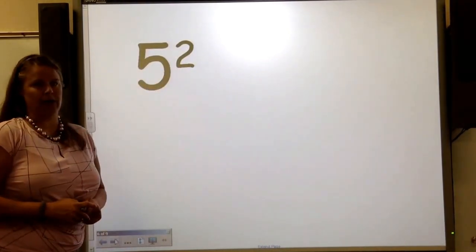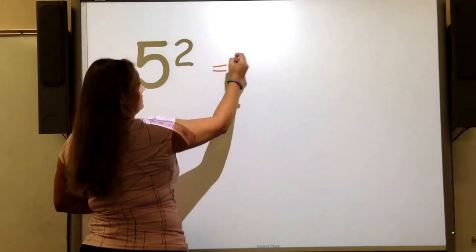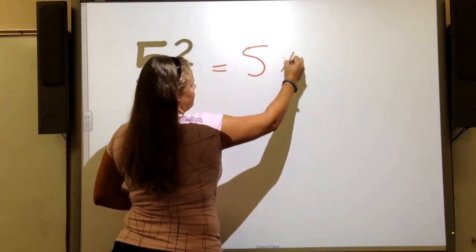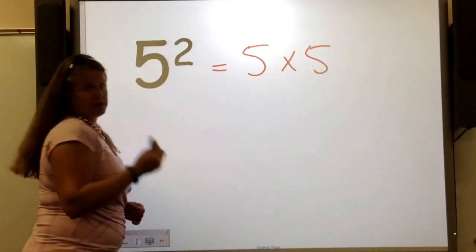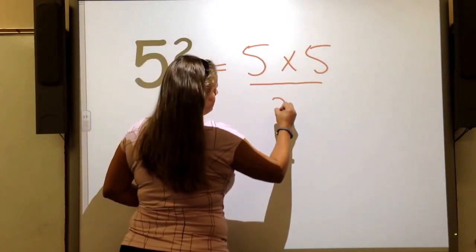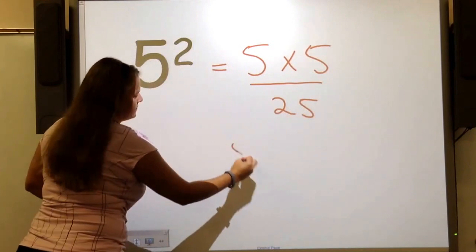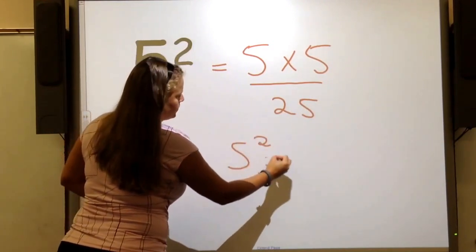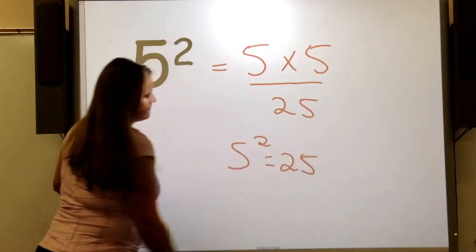Let's do one more. 5 to the 2nd power, or 5 squared, is 5 times itself, so twice. 5 times itself twice. And then 5 times 5 is 25. So 5 squared is 25.